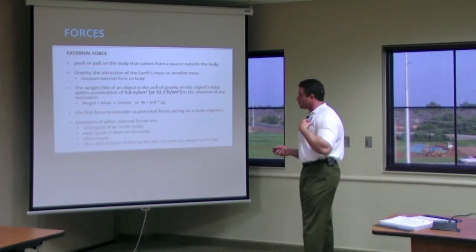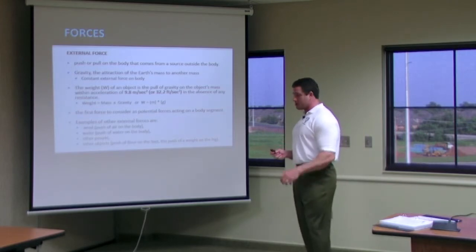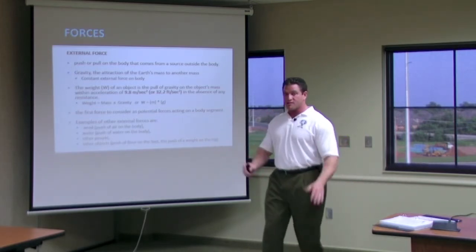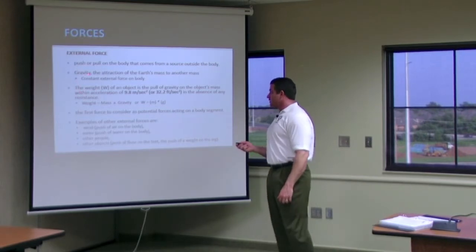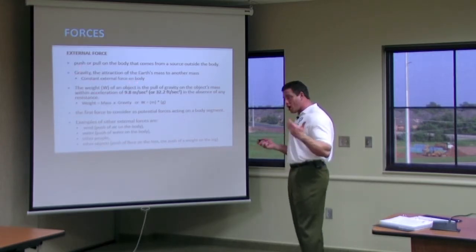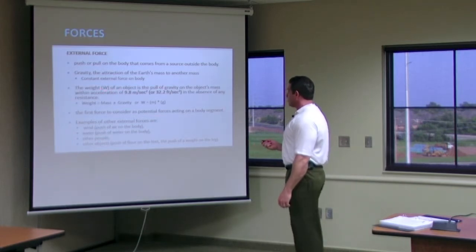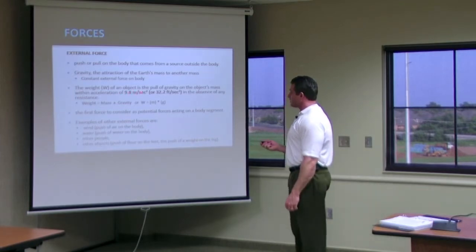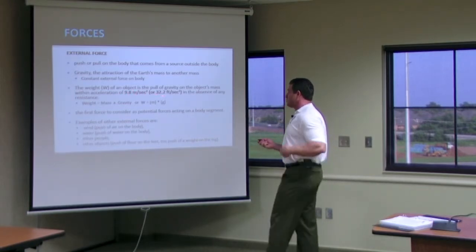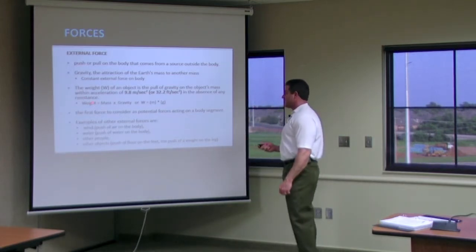External force is a push or pull on the body that comes from a source outside of the body. So if somebody is going to come and push you, you have to stabilize and try not to fall over. Gravity is the attraction of the Earth's mass to another mass, and in terms of external force, it's a constant external force on the body. There's a constant external force pulling us down. And we measure the weight of an object, the pull of gravity on the object's mass, with an acceleration of 9.8 meters per second squared, or 32.2 feet per second squared, in the absence of any resistance.